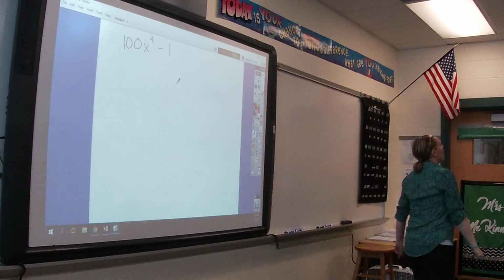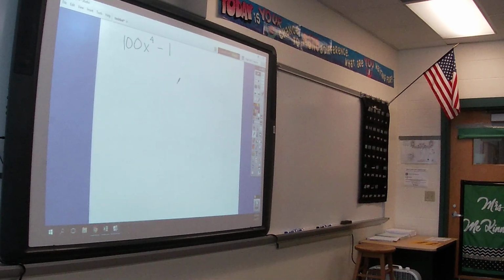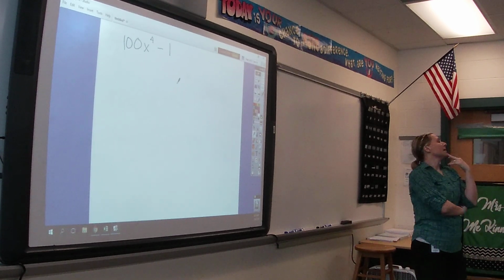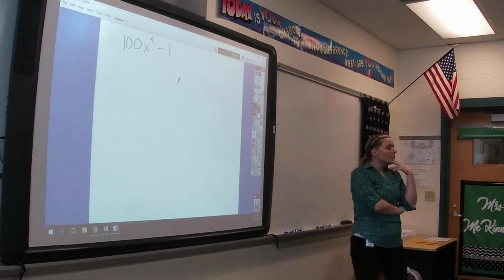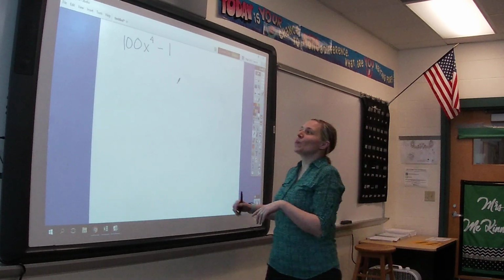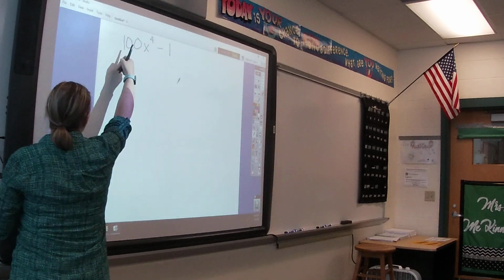So let's say we have 100x to the 4th minus 1. Is this 2 terms? Yes. Is it subtraction? Yes. Are they both perfect squares? Yes.